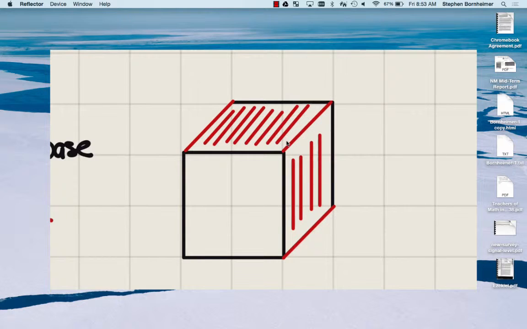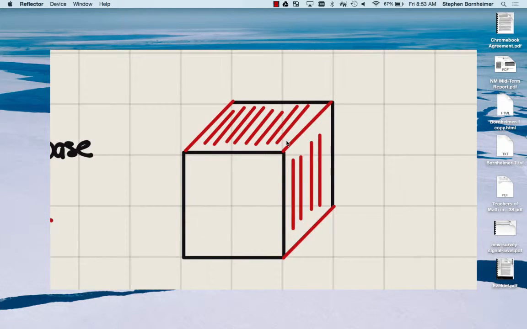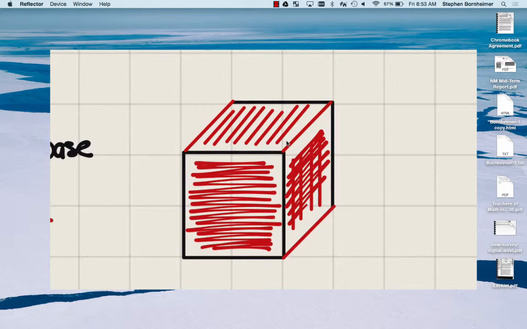Okay. And notice that my lines all go different directions. That was a really bad one. But those are going the same direction. It's slanted. Okay, so there's my cube.